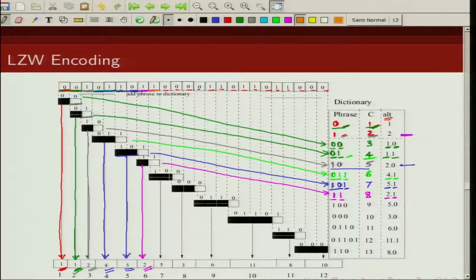So we start from here. This 1 is already there in the dictionary. Is 1 0 in the dictionary? That's there. Let's look at 1 0 0. Is 1 0 0 there in the dictionary? Not so far. So then we are going to put 1 0 0 into the dictionary. This is code word number 9. This can be written as concatenation of 1 0 with innovation symbol 0, and 1 0 is code word 5. So it's 5 concatenated with innovation symbol 0.